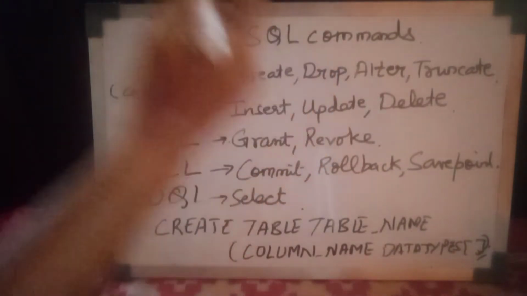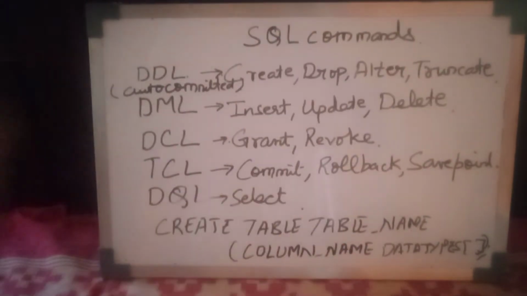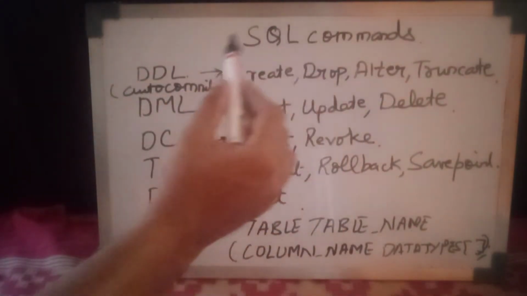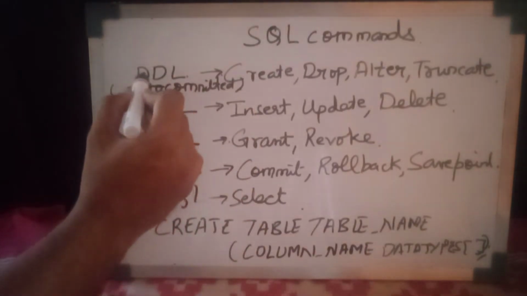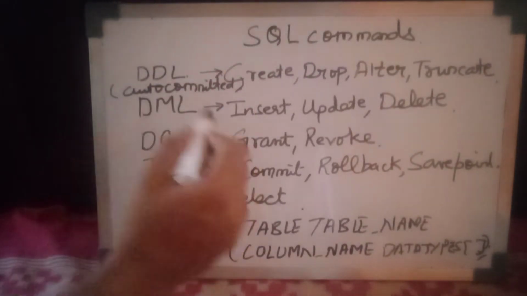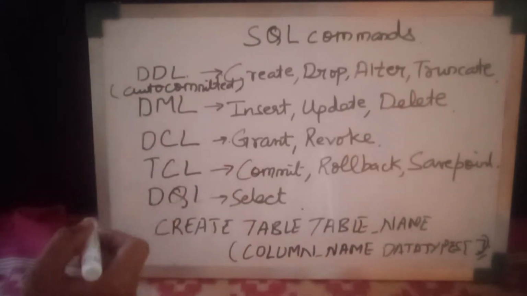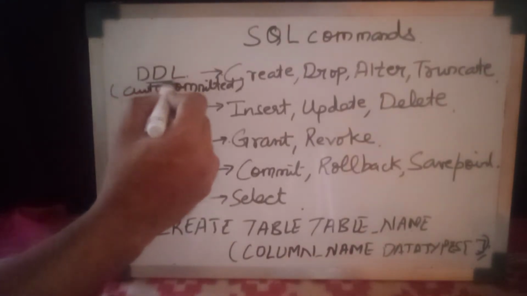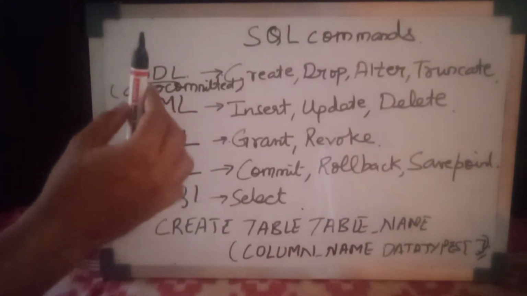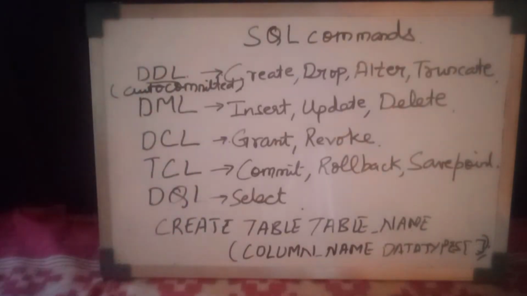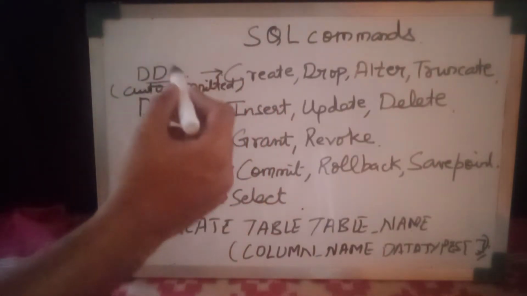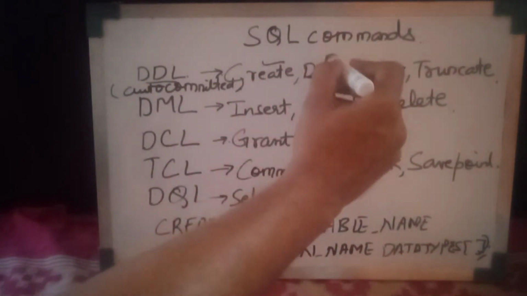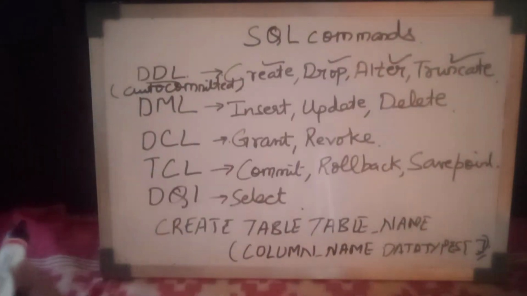In this video I would like to explain the SQL commands which are being used. Basically, SQL commands are categorized into 5 categories: data definition language, data manipulation language, data control language, transaction control language, and data query language. Data definition language defines the data. The 4 commands used in data definition language are create, drop, alter, and truncate.